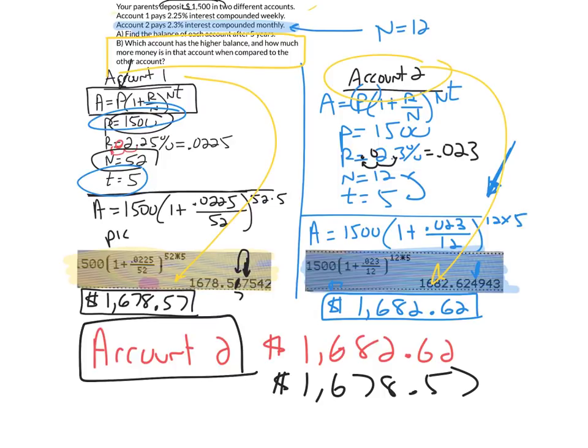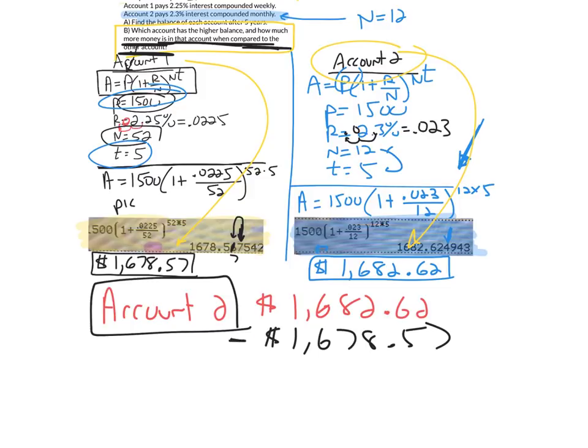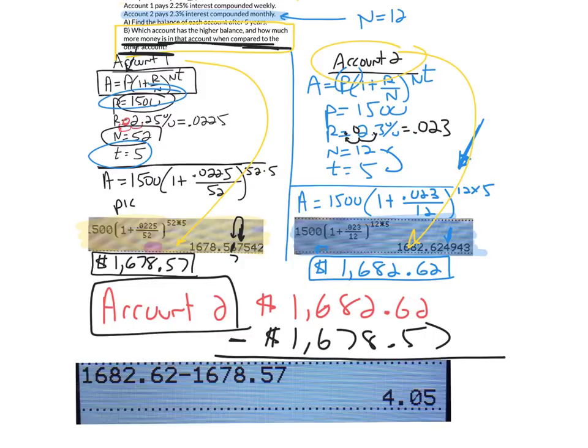But now the question says, how much more money is in that account when compared to the other? So here what we can do to figure out how much more money is in that account is we can just simply subtract the two values. Take the higher account 2, the 1682.62, subtract account 1, the 1678.57, and that's going to be the difference in these two accounts. And here's our answer, $4.05.